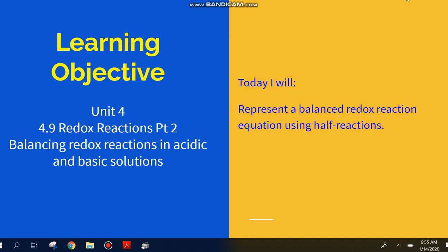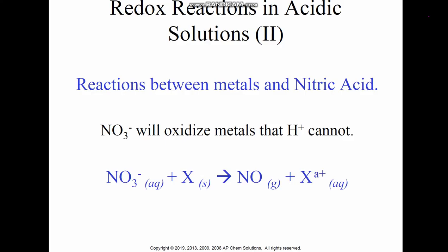This is Unit 4, 4.9 Redox Reactions Part 2. So this is really just a continuation of what we did in the last video. In the last video we left off where we were talking about redox reactions in acidic solutions, but what we did not talk about is any of the nitric acid. We talked about all the strong acids except for nitric acid.